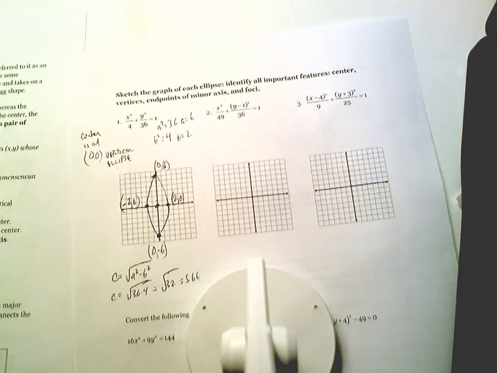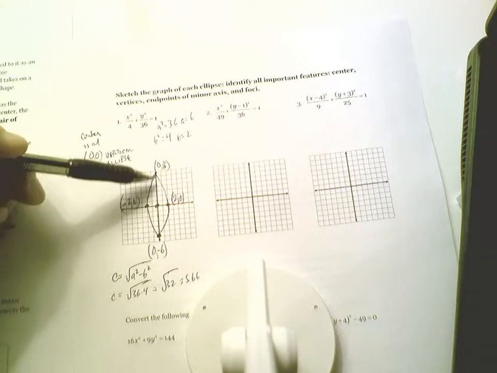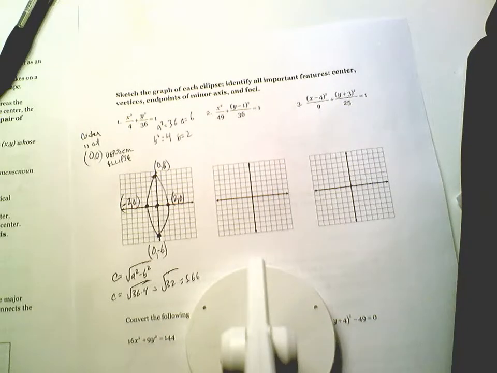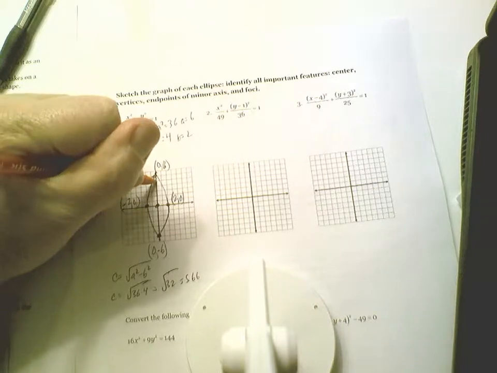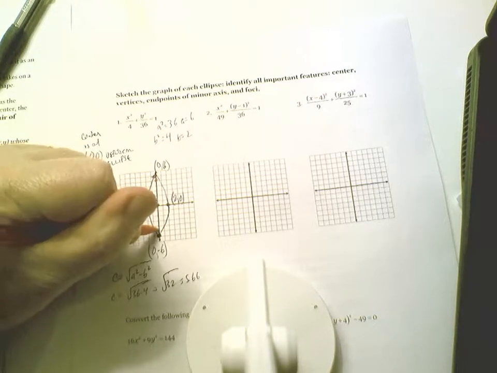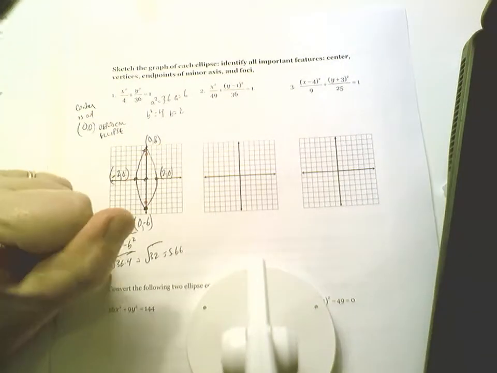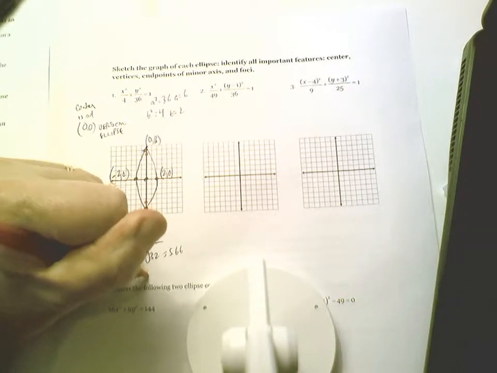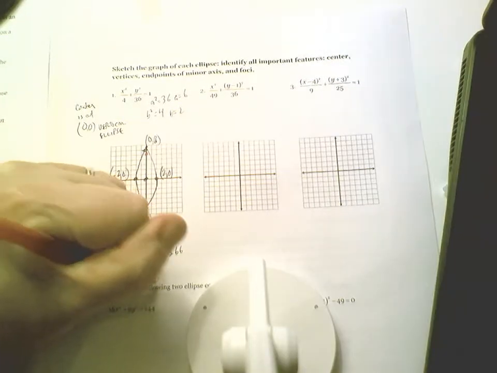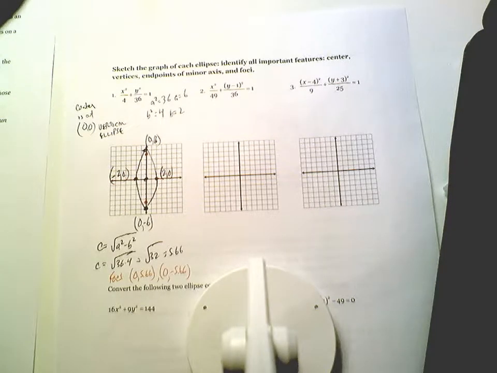So what's that telling me? The foci are located 5.66 units away from the center along the major axis. So if I go up, it actually gets pretty doggone close to the tip. But in any case, I'll just go ahead and mark those 2 points. My foci would be at (0, 5.66) and (0, -5.66). And so there are all the pieces in place.